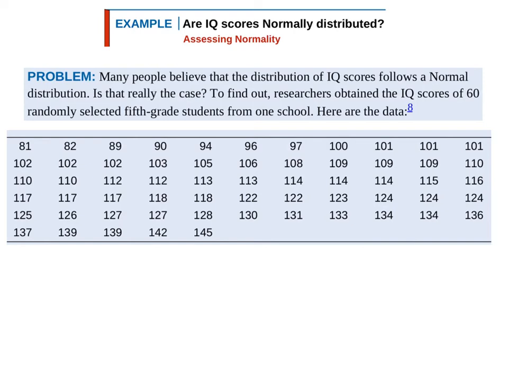So now let's work through an example together. This one's called Are IQ Scores Normally Distributed? Let's assess normality here. Now let's put aside the controversy of IQ tests and that whole thing, and let's look at the problem. Many people believe that the distribution of IQ scores follow a normal distribution. Is that really the case? To find out, researchers obtained the IQ scores of 60 randomly selected 5th grade students from one school. Here are all the data.